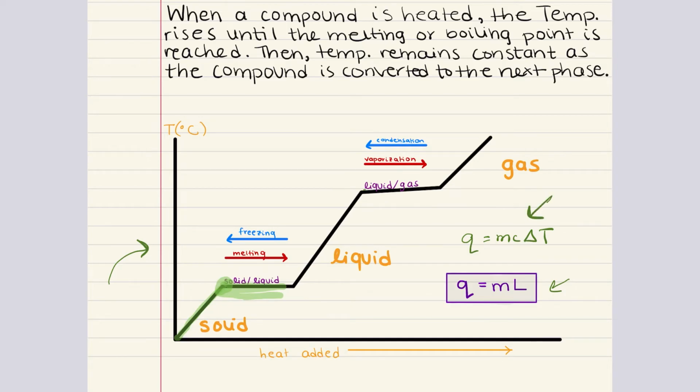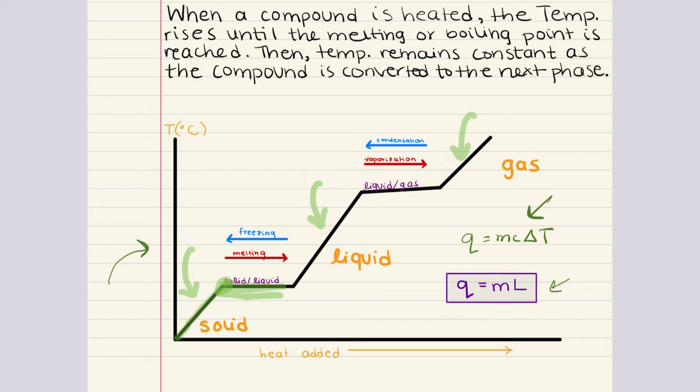Let's review Q equals mc delta T. This calculates the heat that's added or removed when a substance's temperature changes without a phase change. And in this formula, Q represents heat, m is the mass, c is the specific heat capacity, and delta T is the change in temperature. Now, the equation Q equals mc delta T applies to all of the sloped segments of the heating curve where the substance is in the solid, liquid, or gas phase and the temperature changes.